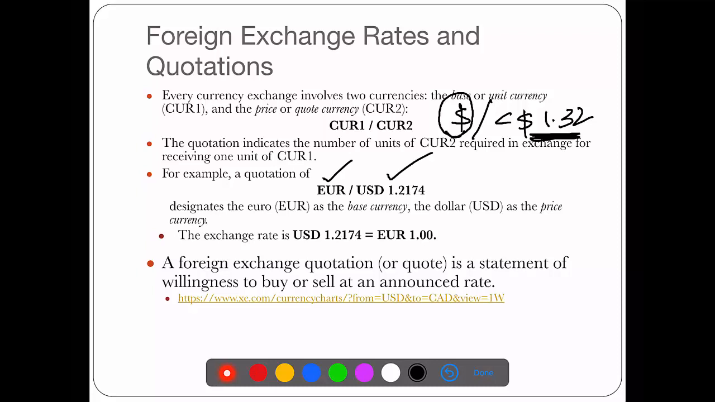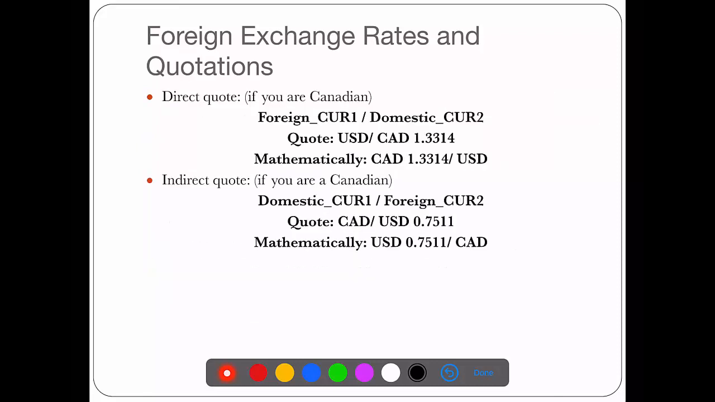You can go on this chart, this link, and you can see how the rates between the Canadian dollar and US dollar are quoted. Now, there are two very popular terms which are called direct quote and indirect quote. If you are a Canadian and you want to buy 1 unit of any foreign currency by paying the Canadian dollar, if the exchange rate is quoted in such a way, then it is called a direct quote.